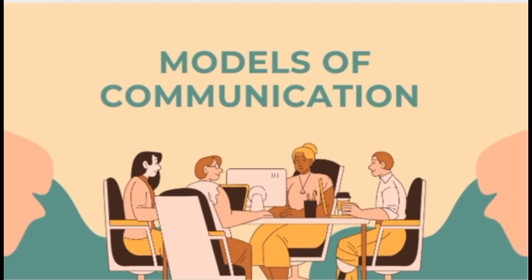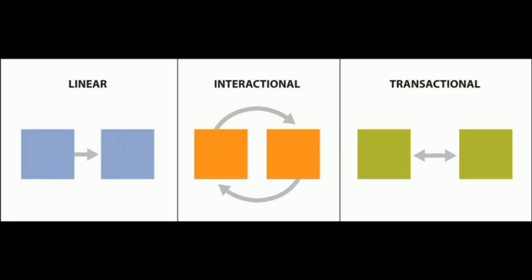Everyone and welcome to this video where we will dive into the fascinating topic of models of communication. Communication is a dynamic process and over time scholars have developed models to explain how it works. These models help us understand the flow of messages, the roles of senders and receivers, and the influence of feedback. Today we will explore the three main types of communication models, and these are linear, interactive, and transactional.